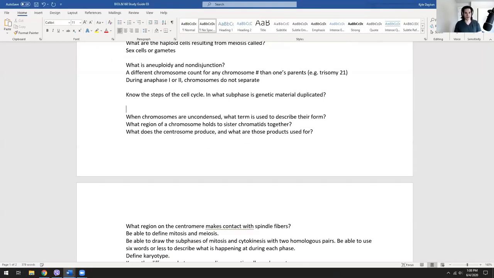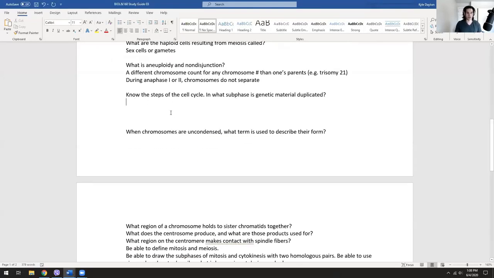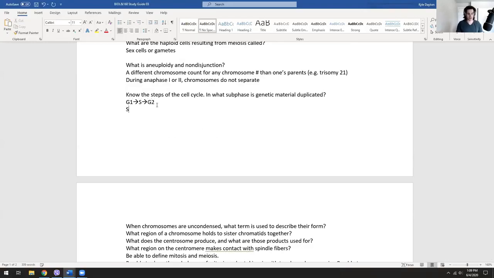All right. Know the steps of cell cycle. What subphase is genetic material duplicated? Okay, so we'll just write it out. So we got G1 to S phase to G2 phase. S phase is where DNA is replicated in eukaryotes.